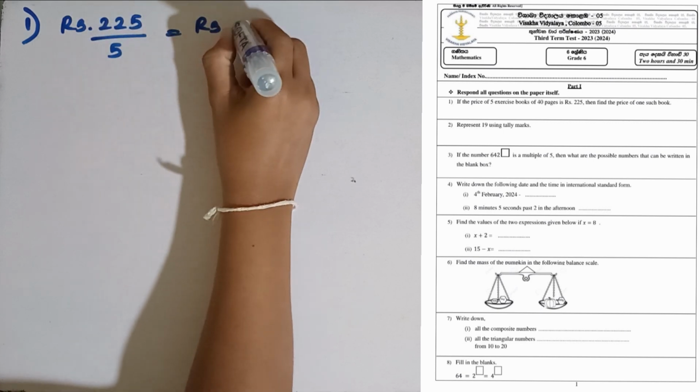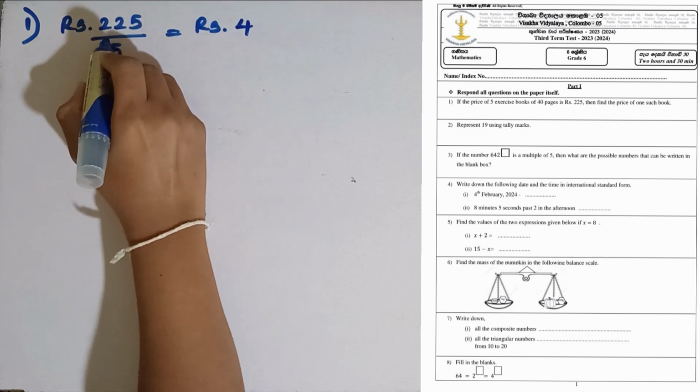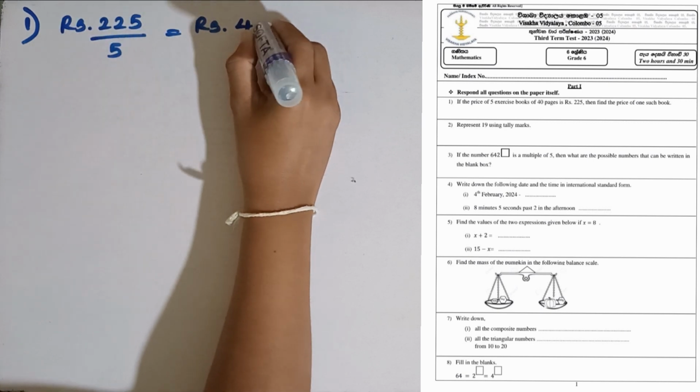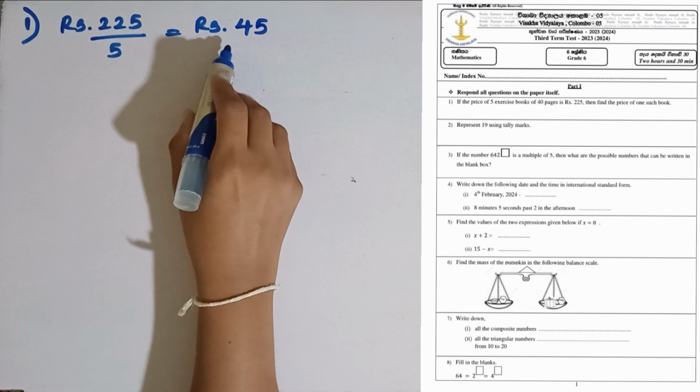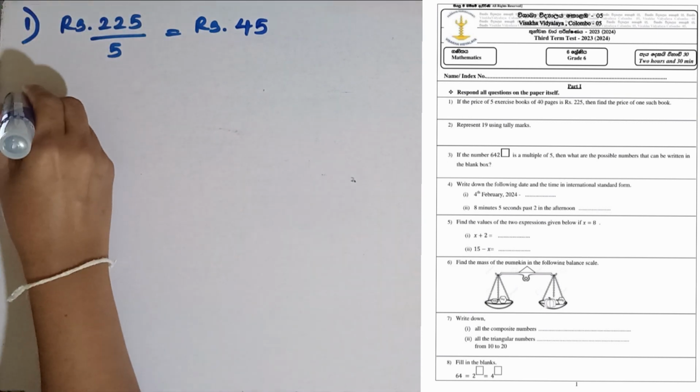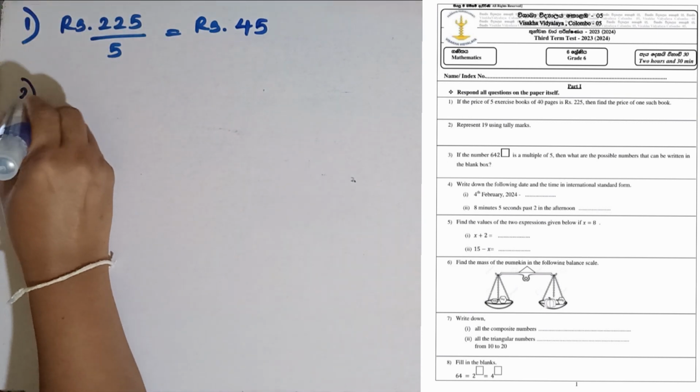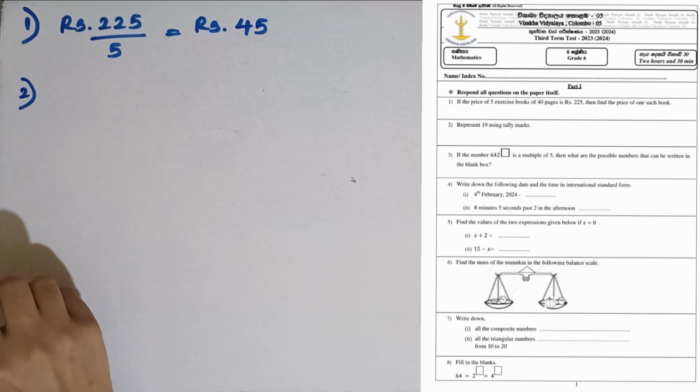5 times 4 is 20. Then the remaining is 2. For 25, 5 times 5. Price of one book is 45 rupees. Question number 2. Represent 19 using tally marks.